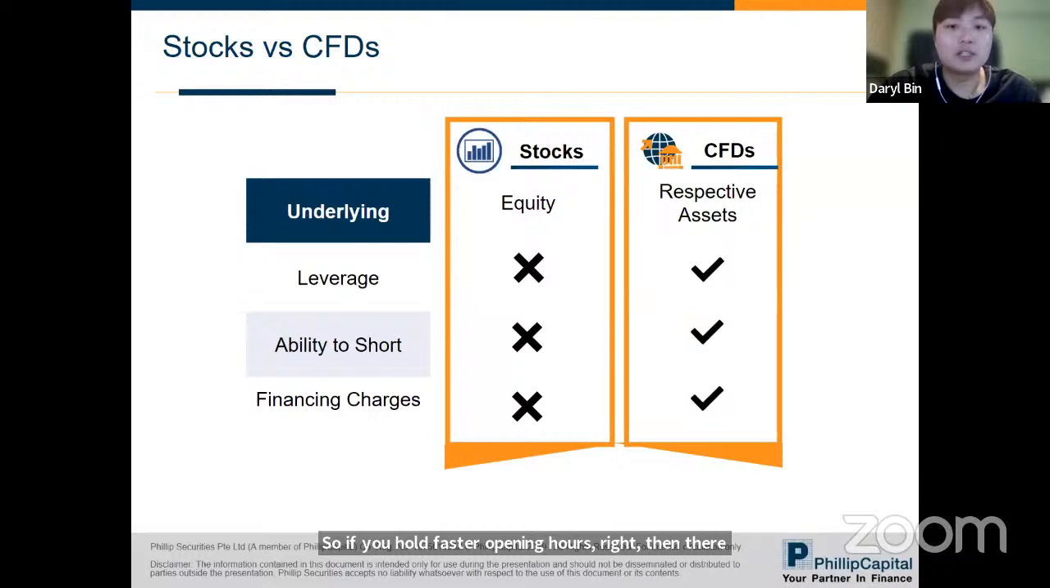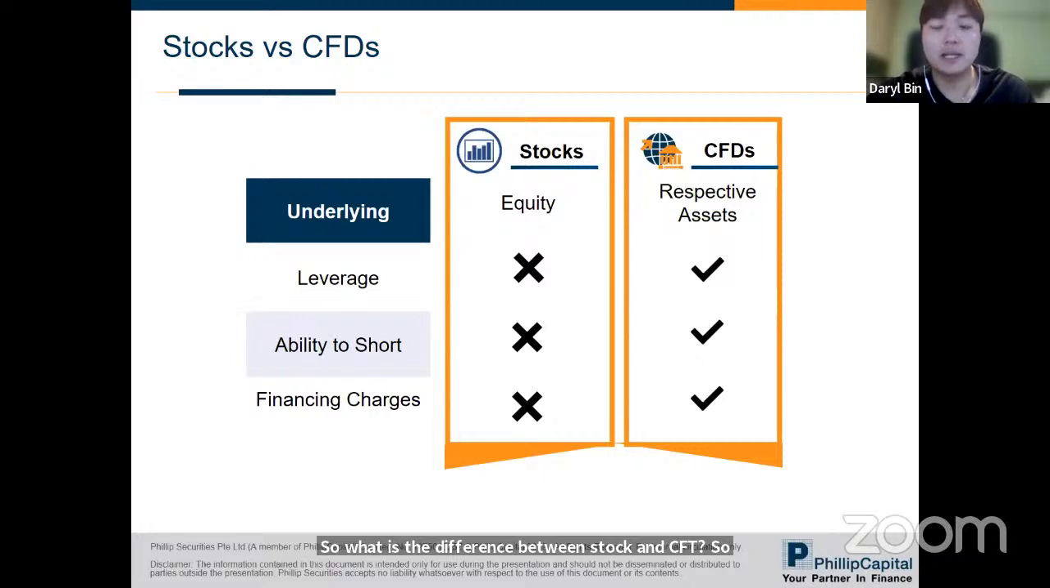So what is the difference between stock and CFD? One key advantage CFD has over the stock is that we have leverage, which means using lesser margin to gain exposure, which we will discuss later on. In CFD, you will be able to go long or short, which means you can profit in both bullish and bearish situations.